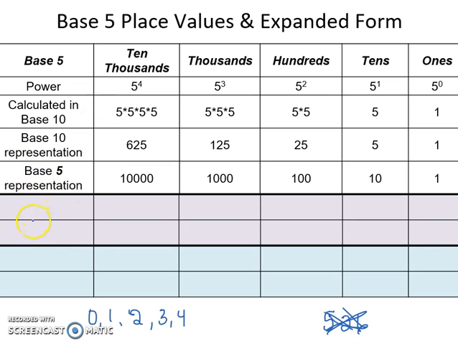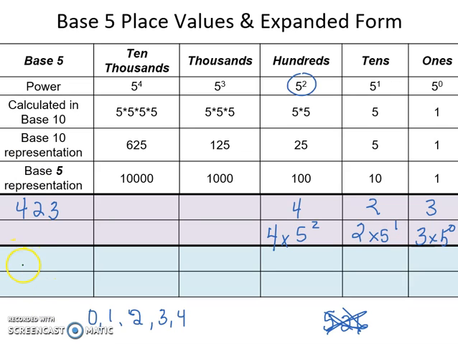So if we have a base 5 number, say we have 423, nice base 5 number. So in the hundreds column, we're going to put a 4, a 2, and then a 3. So this would be 4 times 5 squared, because that's the column we're in. 2 times 5 to the first, 3 times 5 to the 0. Now, when we write it out in expanded form, we're actually going to usually put a plus sign in between.